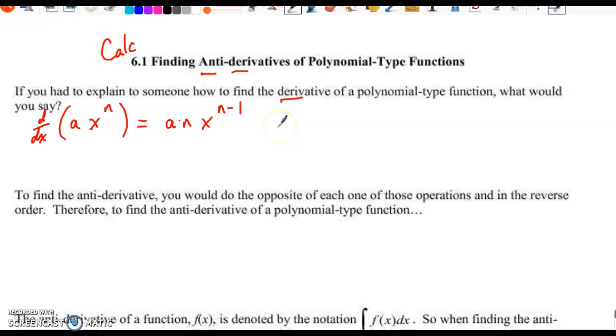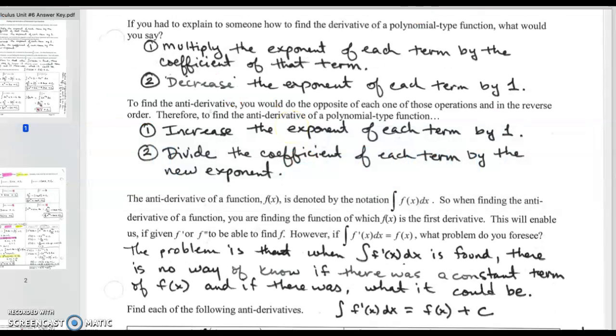Maybe you can use this in words, okay? If you wanted to, you can pause the video and write in words that you multiply the coefficient of each term by the exponent and then decrease the exponent of each term by 1. So when we're doing the antiderivative, we need to undo, and as we undo, we need to go in a backwards form. So notice in words here, the first step is to increase the exponent of each term by 1 and then divide the coefficient. Notice that's divide now instead of multiply.